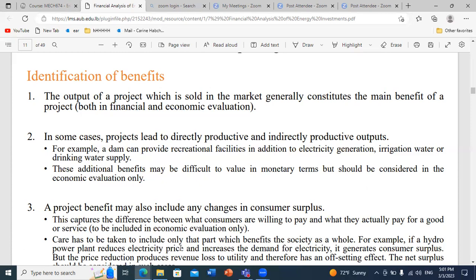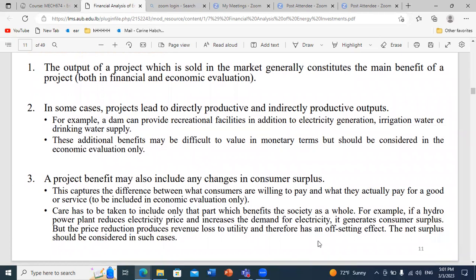And care has to be taken to include only that part which benefits the society as a whole in case we have consumer surplus. What do we mean by this? For example, if you have a hydropower plant that will reduce the electricity price and increase the demand for electricity, this will generate consumer surplus. But the price reduction produces revenue loss to the utility and therefore has an offsetting effect. The net surplus should be considered in such cases. So we should take into consideration the reduction in price and the increase in demand to find the overall benefit of the project.